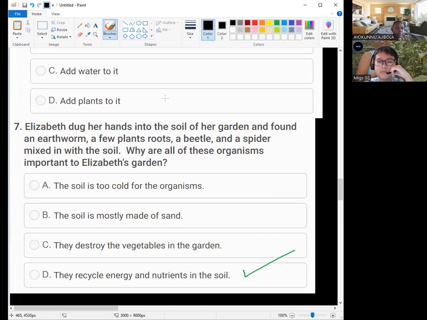Elizabeth dug her hands into the soil of her garden. She found some things there. Can you name those things she found? Okay, Elizabeth dug her hands into the soil of her garden. She found some things. 1, 2, 3, 4. She found 4 things. Can you name the 4 things she found in the soil?